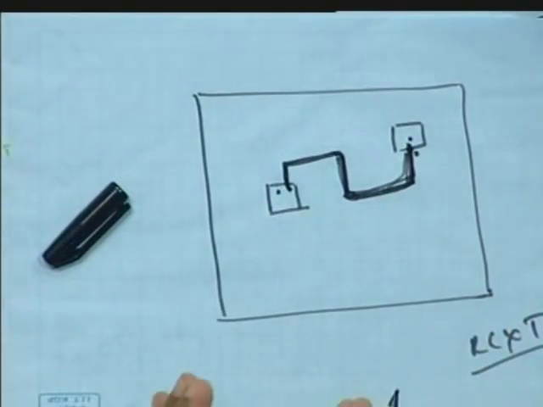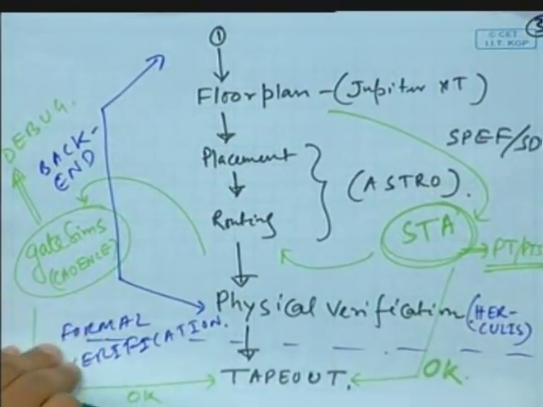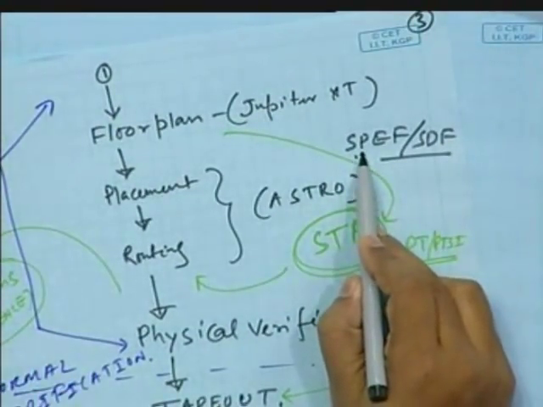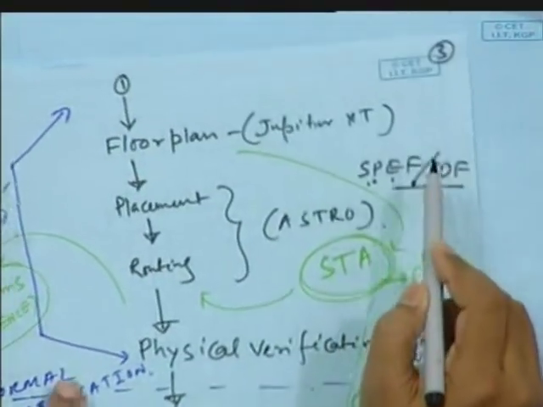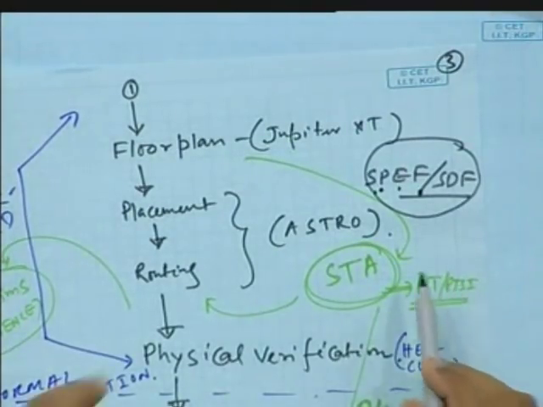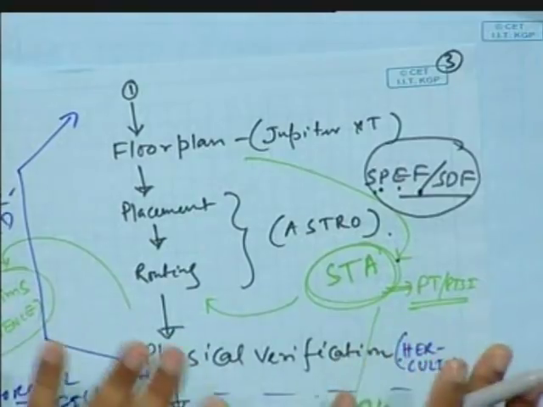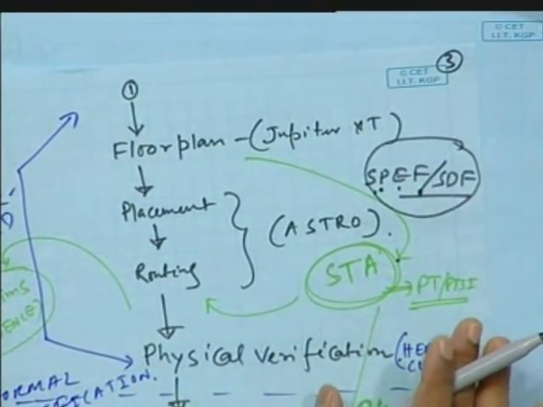That information you have to take and give to your STA engine. The STA engine is basically a sign off engine. It does the whole timing analysis inside your chip. Here you can see this information, which is basically SPEF or SDF. SDF means standard delay format, and SPEF is Synopsys Parasitics Extraction Format. These two files have the information about the RC values and delays. You have to give that to the STA engine, and that STA engine will verify that all the paths are meeting all the timing constraints, glitch analysis, crosstalk analysis, all that stuff.